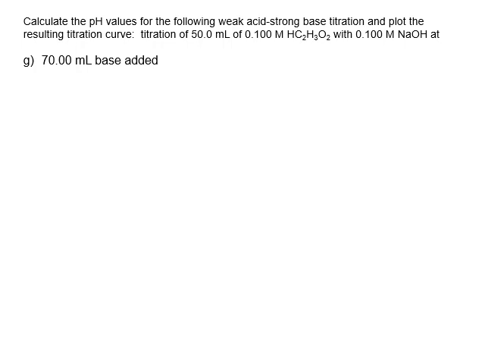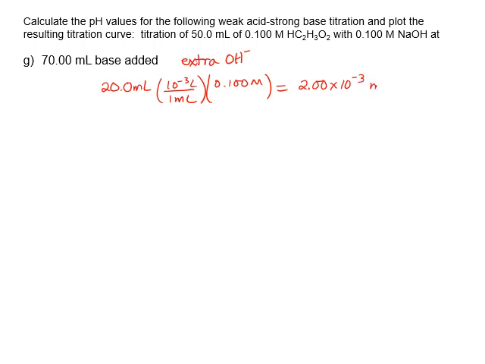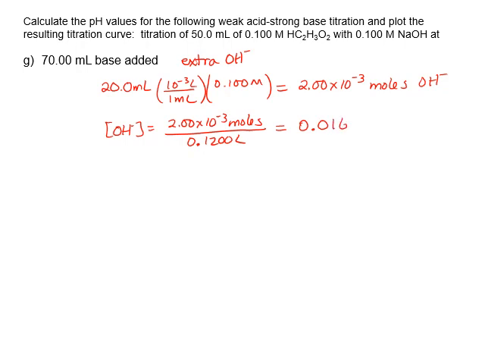At 70 milliliters of base added, we also have extra hydroxide, 20 milliliters worth of it, or 2 times 10 to the minus 3 extra moles, in 120 milliliters total solution, or 0.12 liters, gives us a hydroxide concentration of 0.0167 molar and a pH of 12.22.